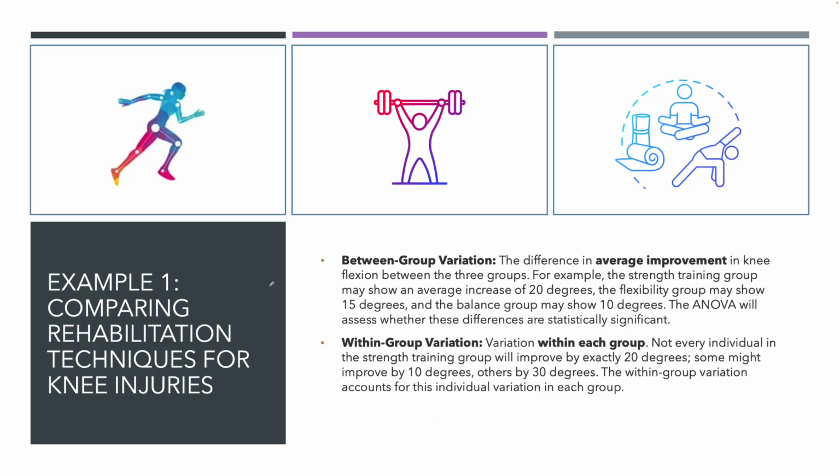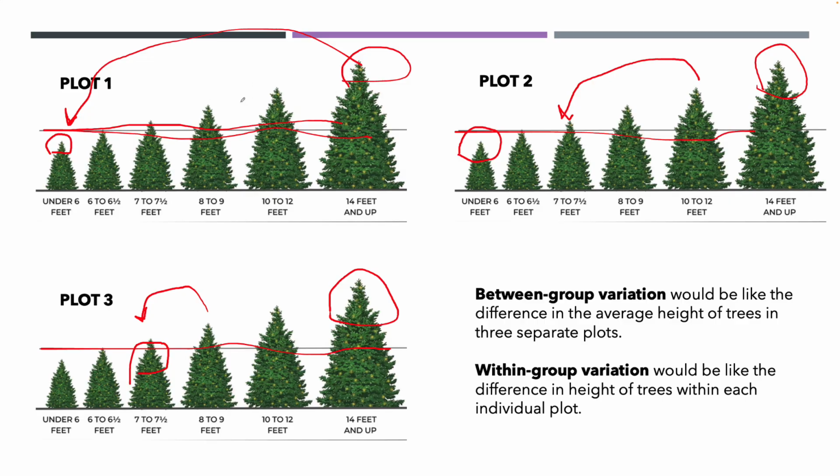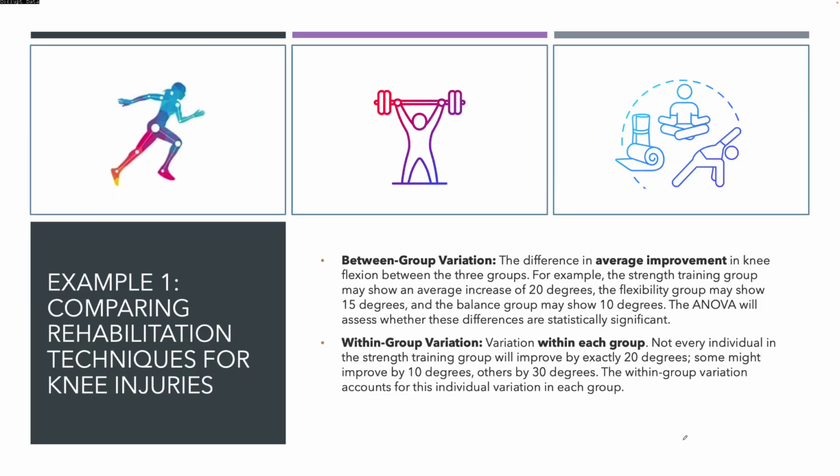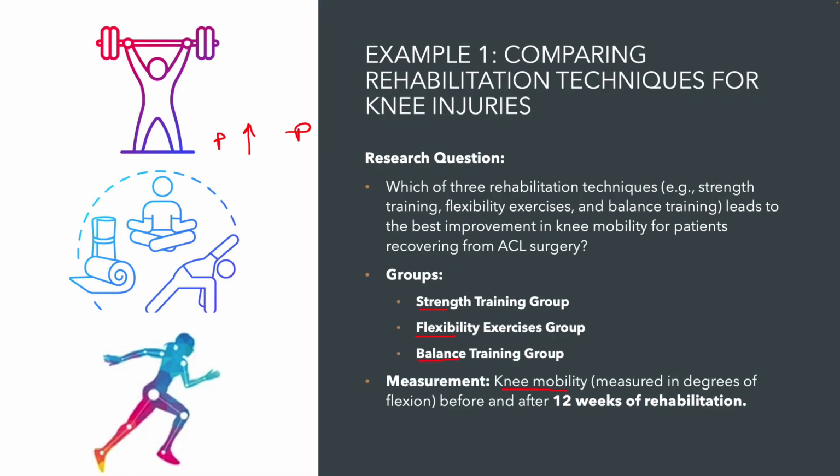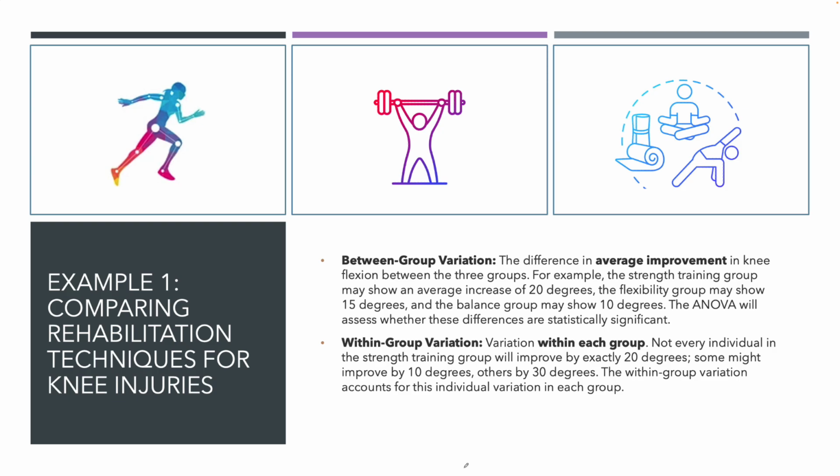So I have this here as well, so we could talk about the between group variation and the within group variation. So again, let's go back to trees. So plot 1, plot 2, plot 3, that's between group. Is there a difference between this and this? And within group, how big is the difference between the littlest tree and the biggest tree? We have all this variation here. And I just made a quick little description about how we would look at this. So I have my balance, I have my strength, I have my flexibility. These are those three training methods we're going to use in ANOVA.